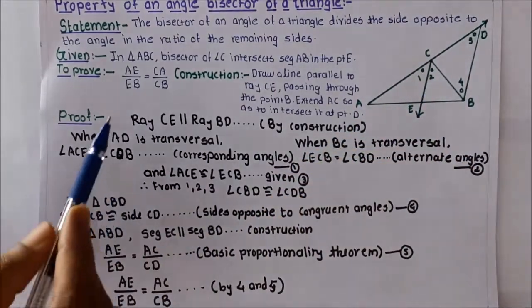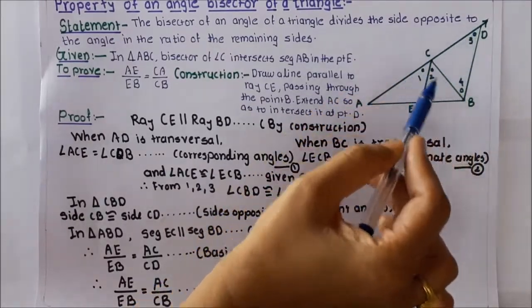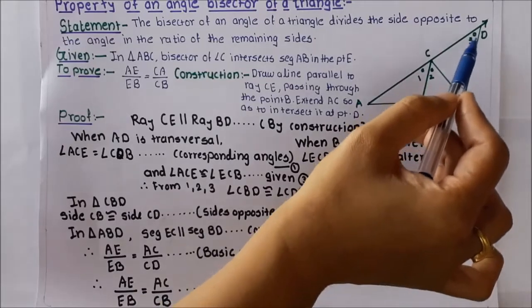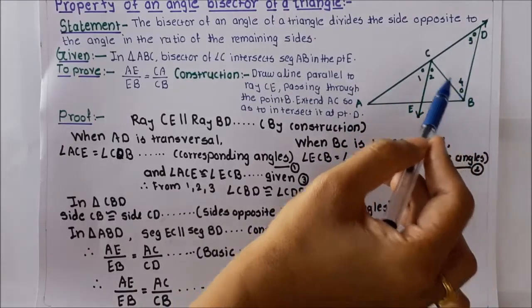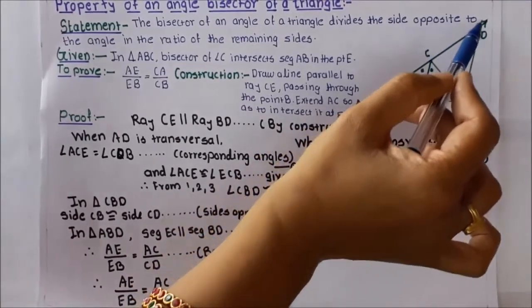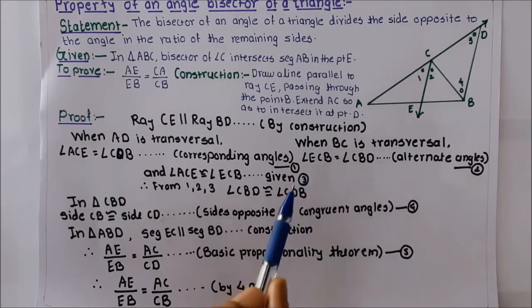Now consider triangle CBD. This is an isosceles triangle. As it is an isosceles triangle, these two angles are the same, and because of this, these two sides are also congruent. Means CB is equal to CD, as these are sides opposite to congruent angles.